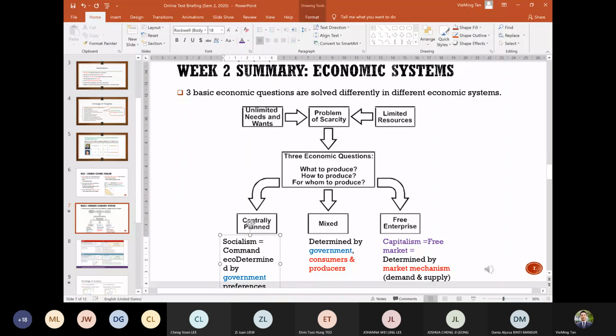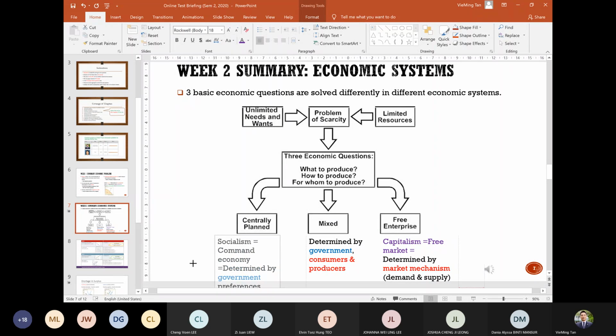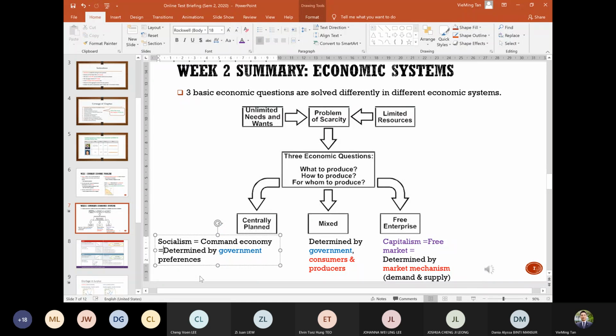Any other name besides common economy? Any other name to represent socialism? Common economy, correct. There is another name to represent socialism. Can you recall? Planned economy. Yes, correct. Good. Planned economy. So in socialism or planned economy or common economy, who answers these 3 economic questions? Who decides what to produce, how to produce, and for whom to produce? Government. Yes, government. Only the government will decide what to produce, how to produce, and for whom to produce.